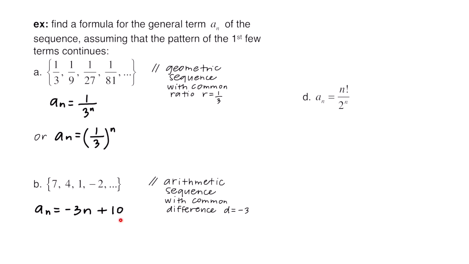And let's just double check. When we plug in 1, you get -3 plus 10, which is 7. To get the next term, we plug in 2, so that makes -6 plus 10, which gives you 4. Plug in 3 for the third term, you get -9 plus 10 makes 1, so it works out. So here's our formula for this sequence.